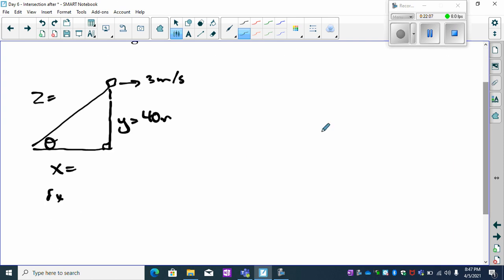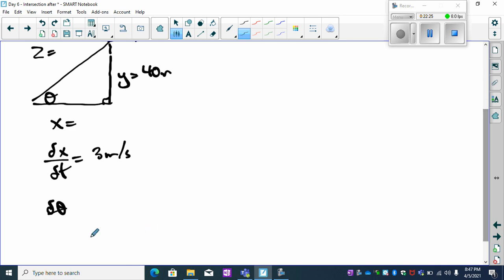So that rate they give me, it's the horizontal rate. It's the rate at which the horizontal distance is changing. So dx over dt is 3 meters per second. We want to find d theta over dt.